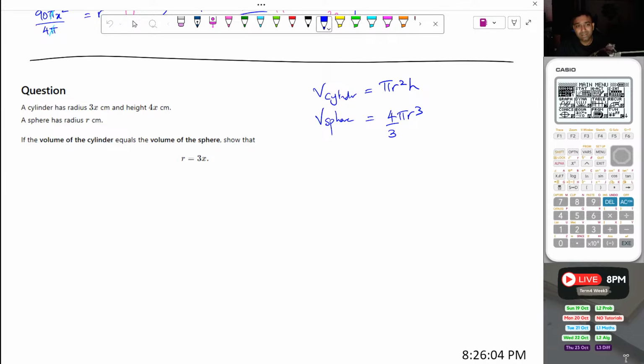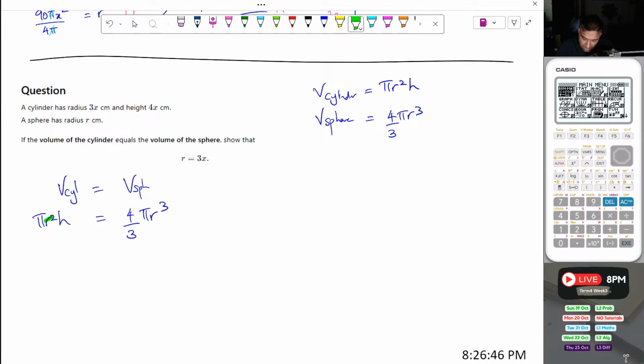All right, now this one here, I'd be putting this at an excellence. But let's actually go do this question, all right? So we've got a cylinder that has radius 3x and height of 4x. And it says volume of the cylinder equals volume of the sphere. So volume of cylinder is pi r squared h, which equals volume of sphere, which is 4/3 pi r cubed.